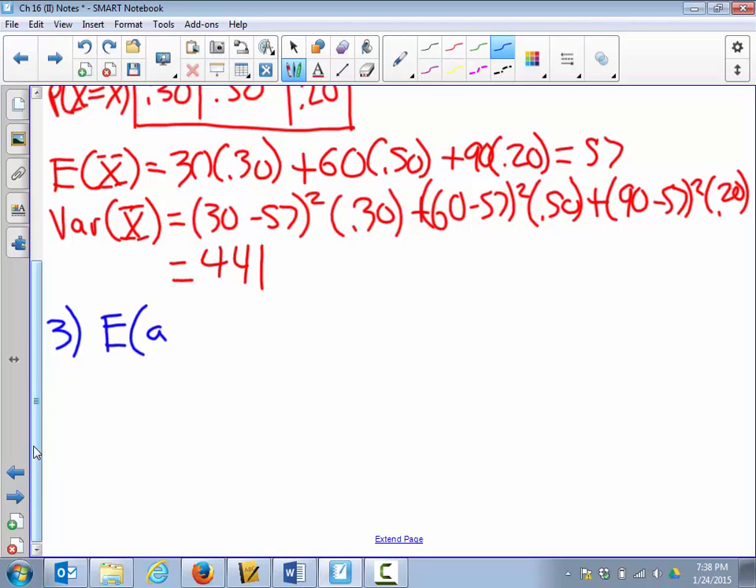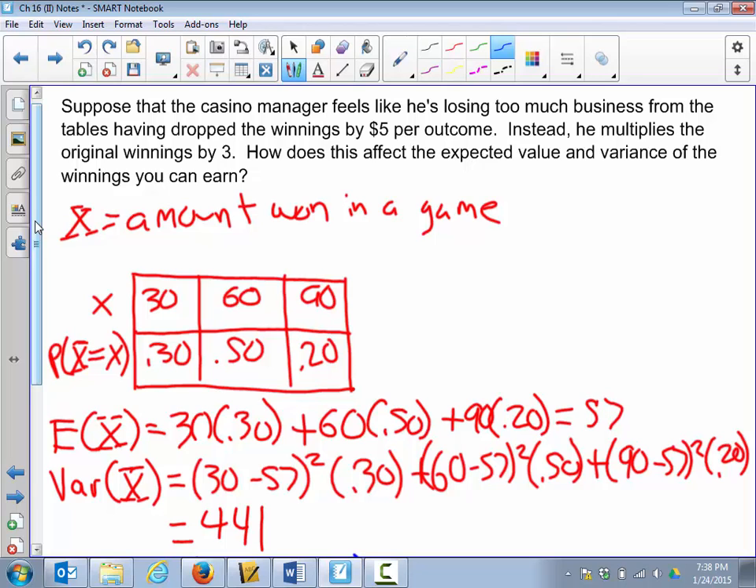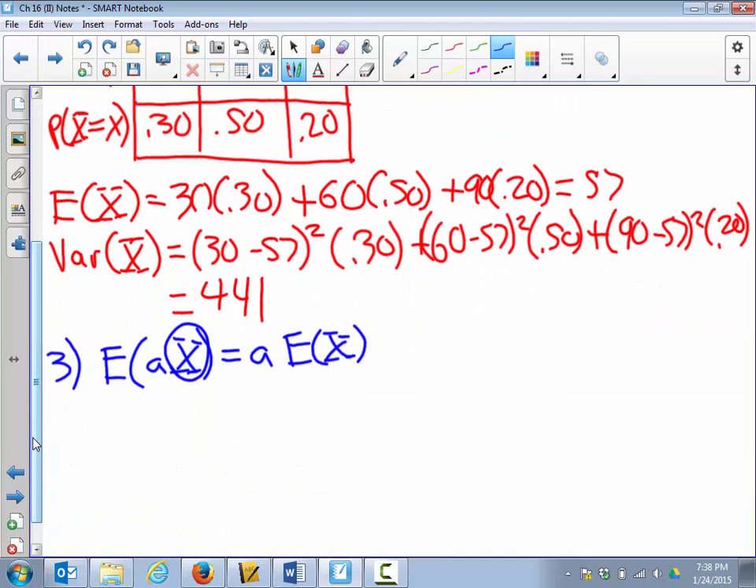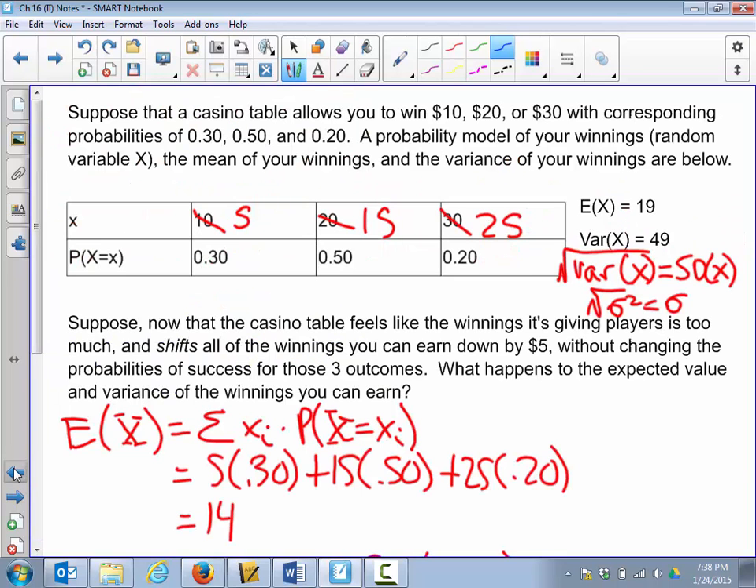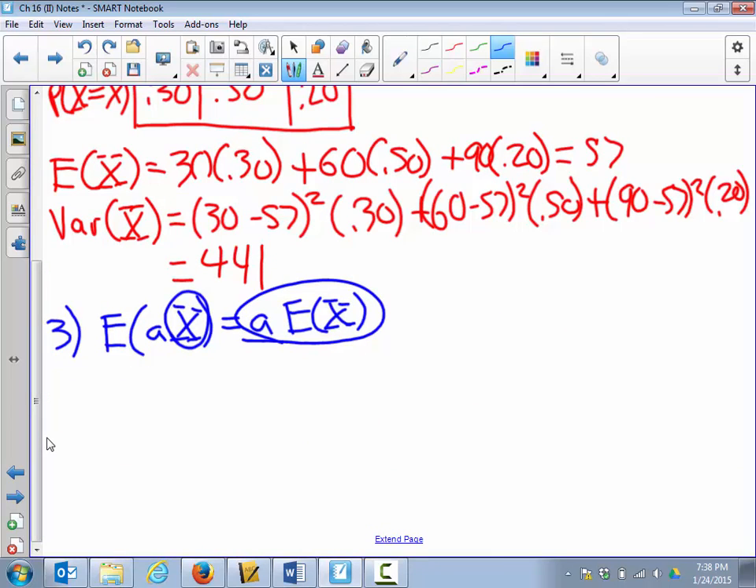If you've got the expected value of a random variable scaled, multiplied by A, that just takes you to A times the expected value of the original random variable. That is to say, we multiplied the original probability model by 3, and thus we multiplied X by 3. And we took a long way to find the new mean. Well, this tells us right here that the new mean must just be 3 times the old mean. The old mean was 19. The new mean we found to be 57, so we could have just taken this shortcut from the get-go if we had known about it.